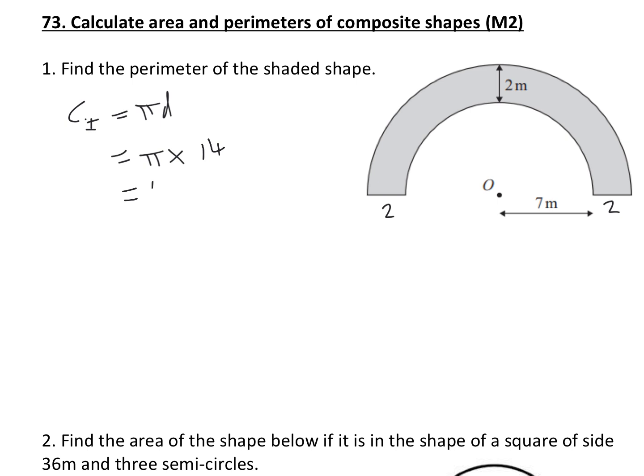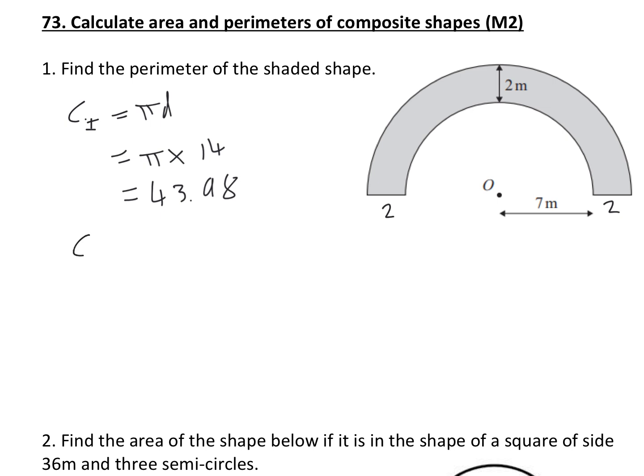That's what I would do. I'll just do this one in decimals for those who don't like that so much. 43.98. Now that would be the full circumference. So this here is just an arc. It's half of it. So I'll come back to that later on.